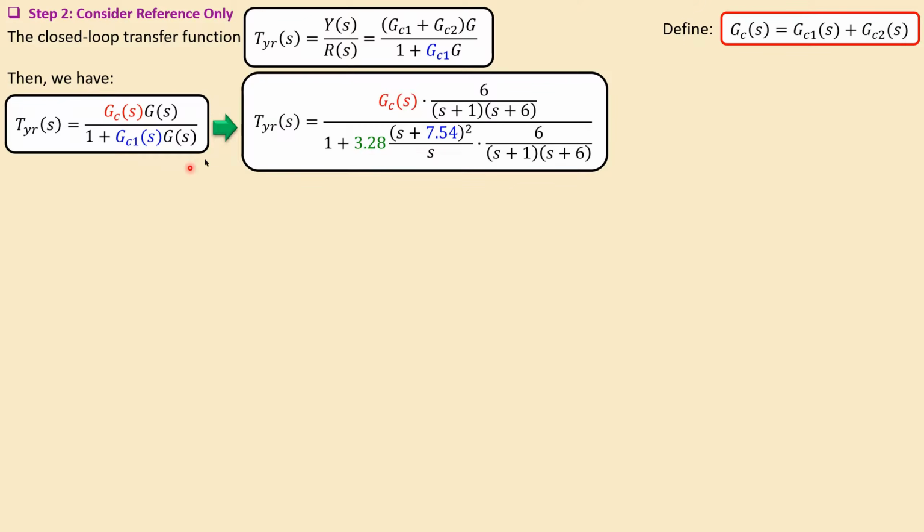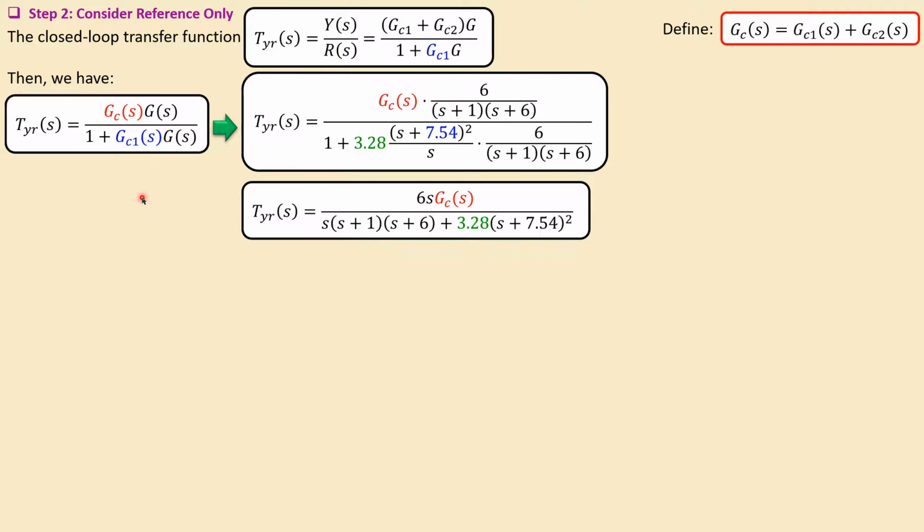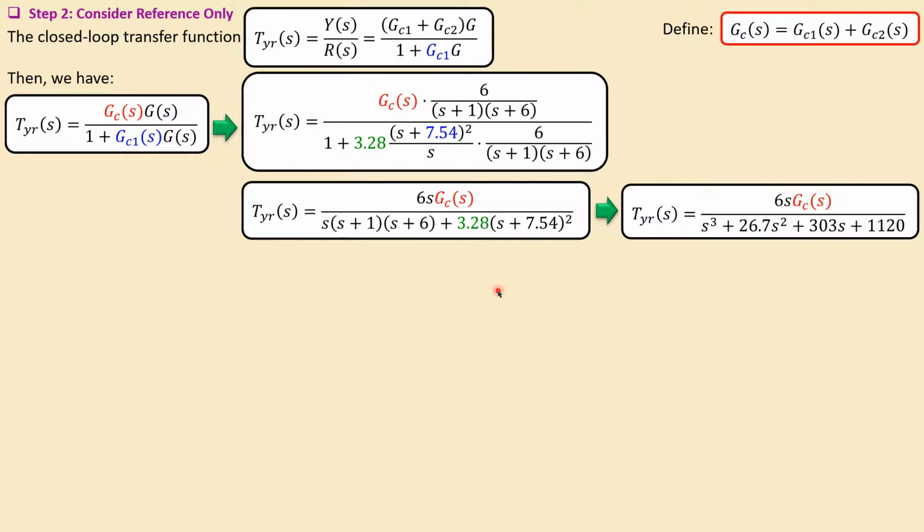We know a lot of transfer functions here. Only the GC is unknown here and given in red. Now we can again simplify this, multiplying the numerator and denominator by s times s plus 1 times s plus 6. And this can be rewritten in a form such that the denominator is a polynomial, exactly the same as the other transfer function from disturbance to output.